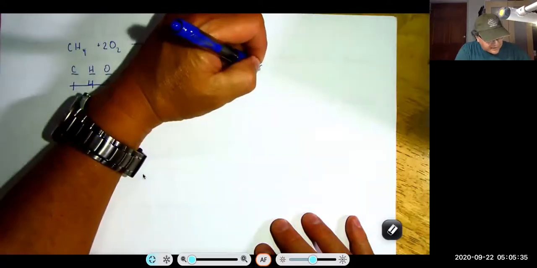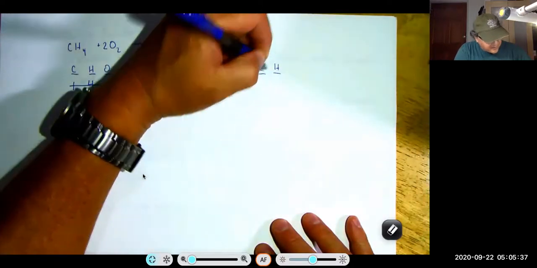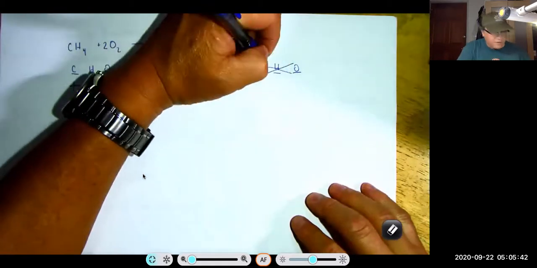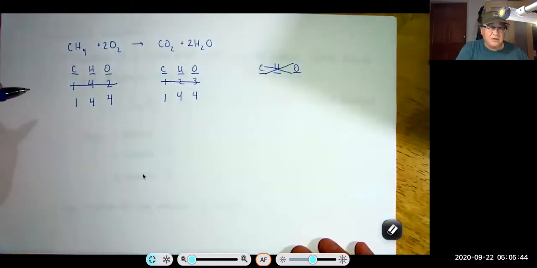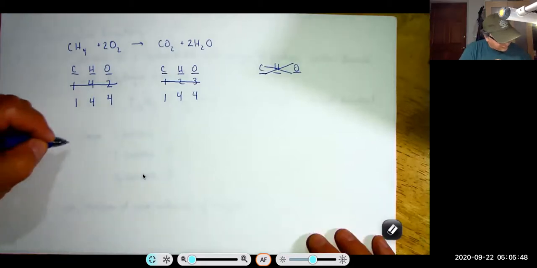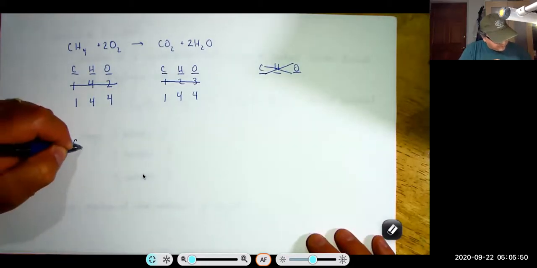Imagine if I had done this. Well, actually, forget that. Let's try another one. There is a compound called butane from butane lighters that has the formula C4H10.